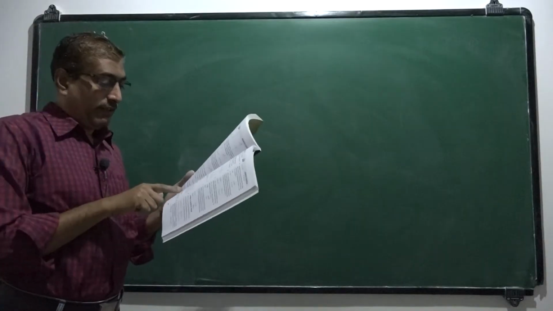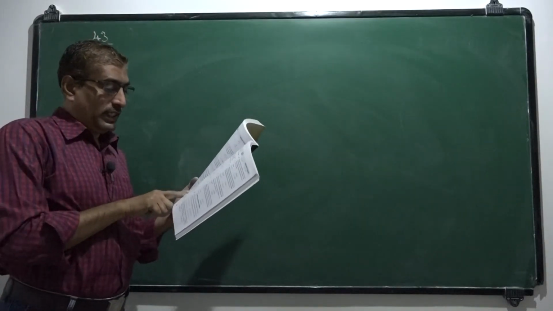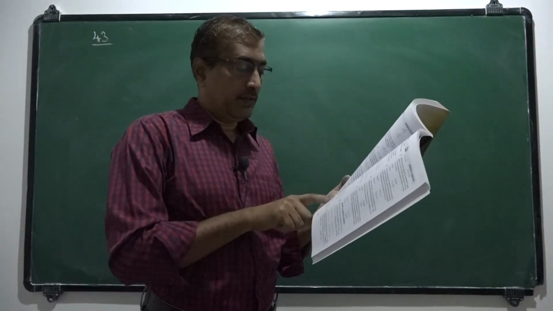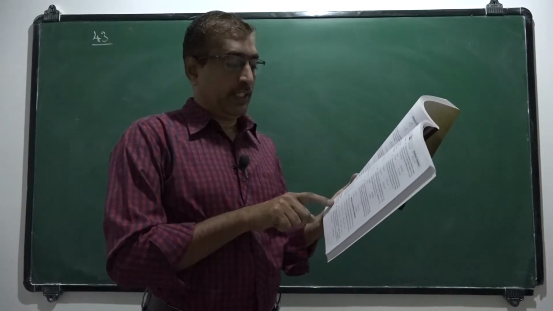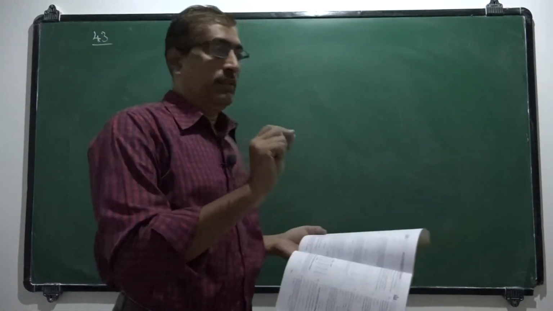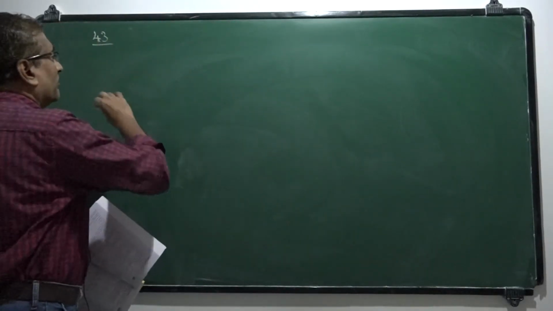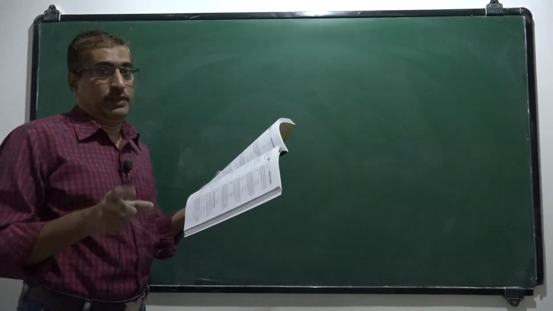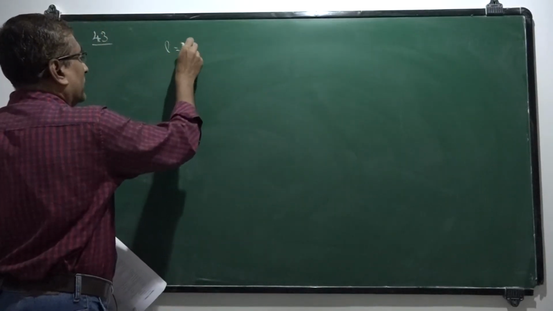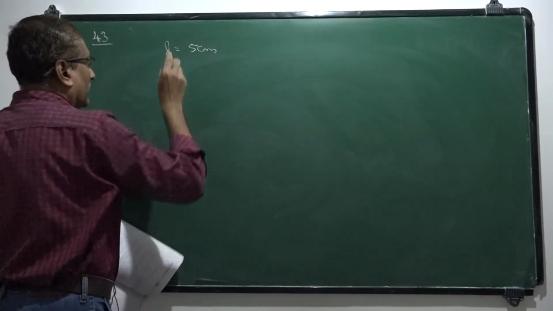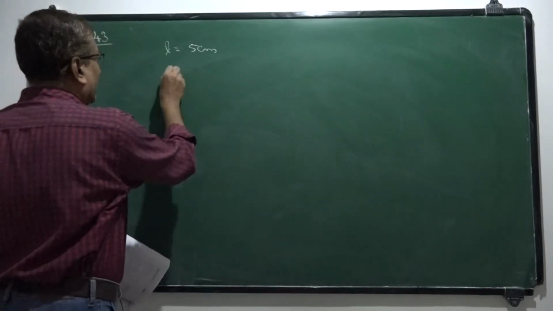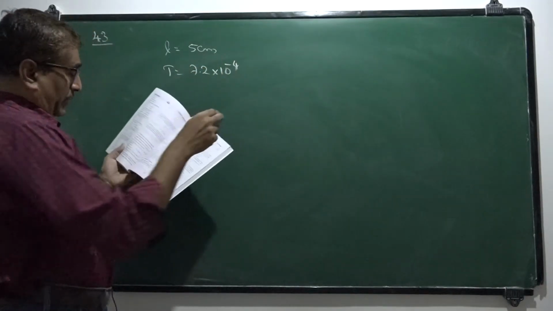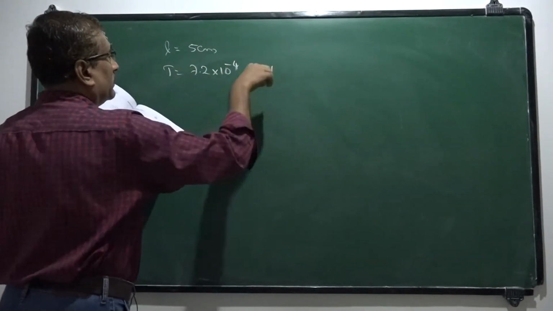The length of a rubber cord floating on water is 5 centimeter. The force needed to pull the cord out of water is, if the surface tension of water is 7.2 into 10 to the power minus 4. The simple one, we are starting with a simple one. Given the length is 5 centimeter and the surface tension of the liquid is 7.2 into 10 to the power minus 4 Newton per meter.